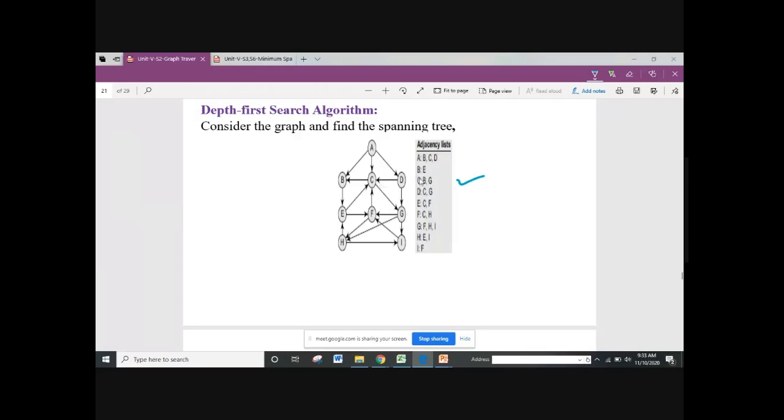Adjacency vertex of C. B, ma'am. B, yes, only B. Why are you telling it as B? C is pointing towards B. There is only one outgoing. What about this line? Incoming. No, this one. G and also B. B and G.